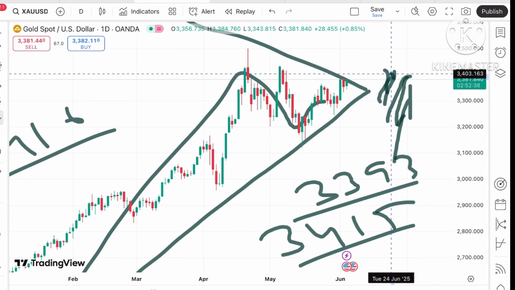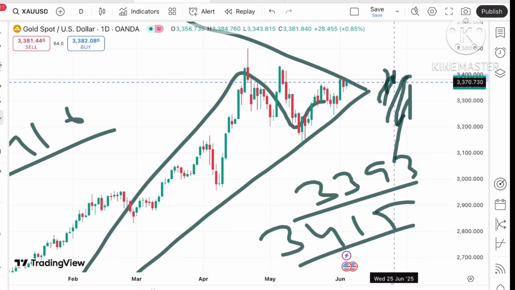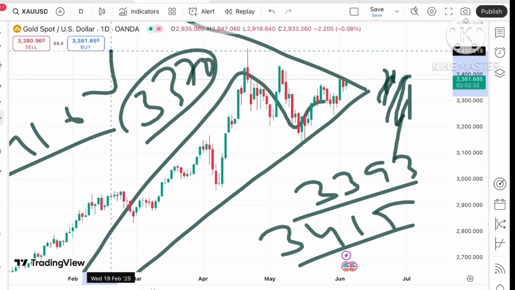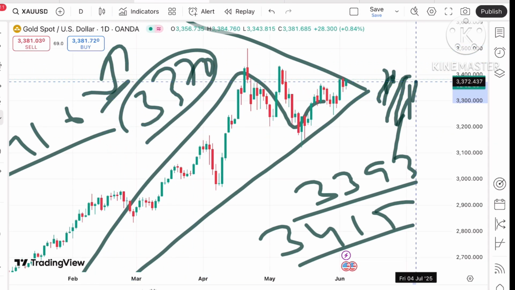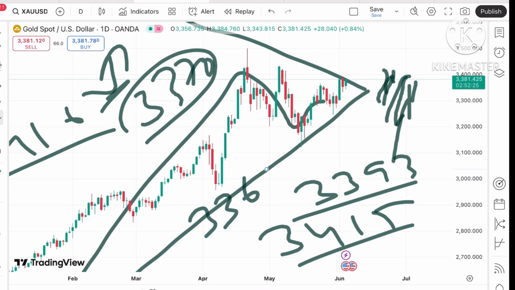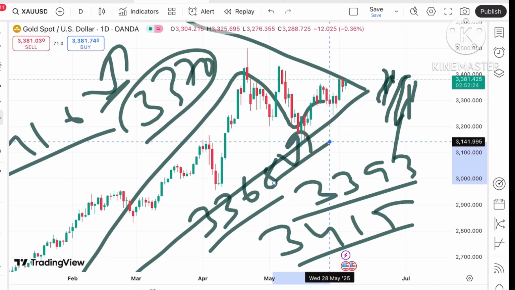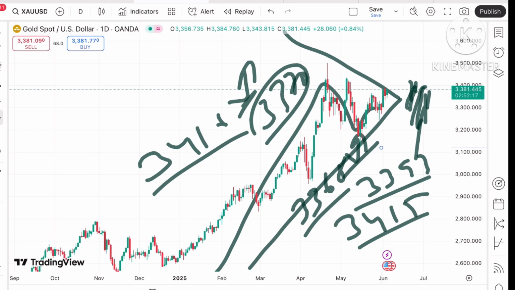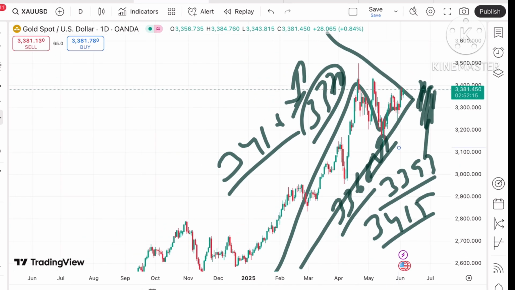But suppose the price comes down again towards the next level, that is 3370, from there a bounce back can come. But if that doesn't come, we can see the price fall further down towards a level of $3368. From there also a bounce back can come, but if that doesn't come, we can see the price fall further low.